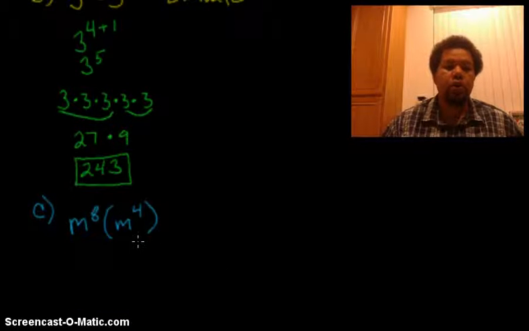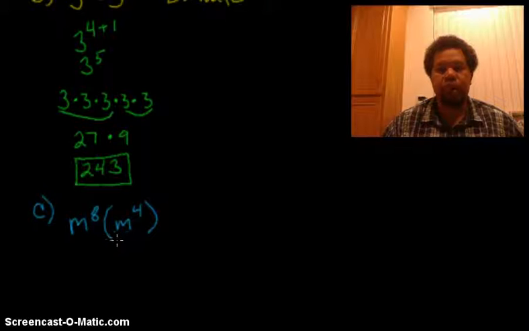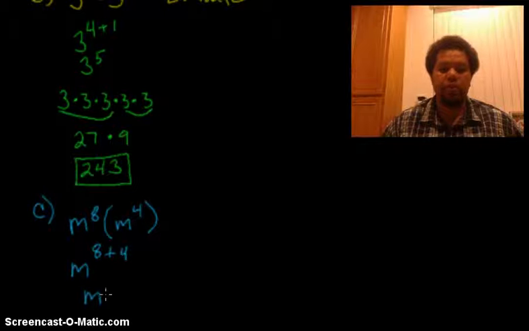Okay, we also can deal with variables. Like I said earlier, monomials can be variables. So here, our base is an m, so we keep the m, and our exponent is 8 plus 4. So it's simply m to the 12th, and that's as far as we can go.